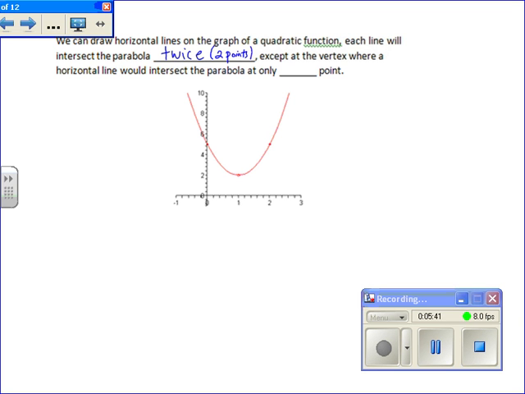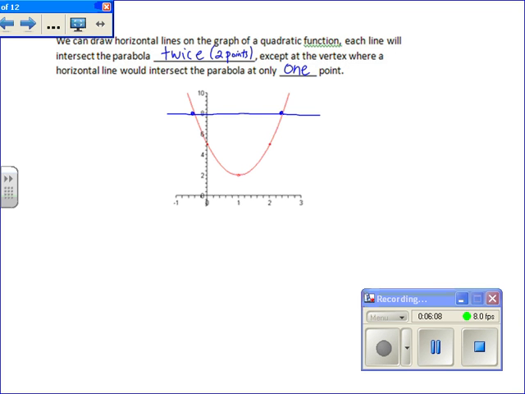Okay, everywhere along that parabola except at the vertex, where a line would only intersect the parabola at 1 point. What I mean by that is if I just chose to draw a horizontal line anywhere here, so maybe it's right through this point, y is equal to 8, it would intersect my parabola twice. So there are 2 points on that parabola across from each other that have the same y coordinate.